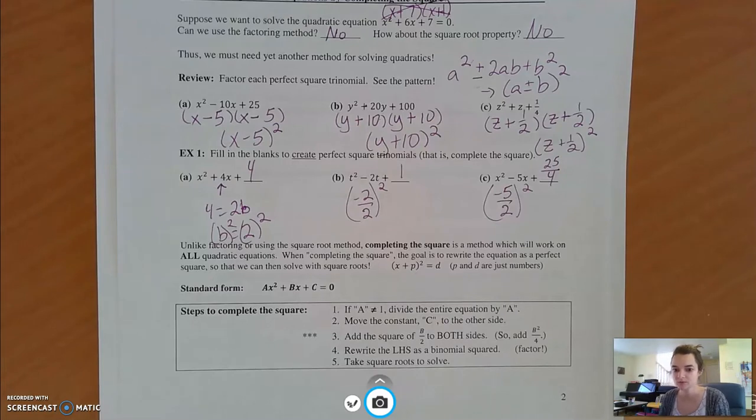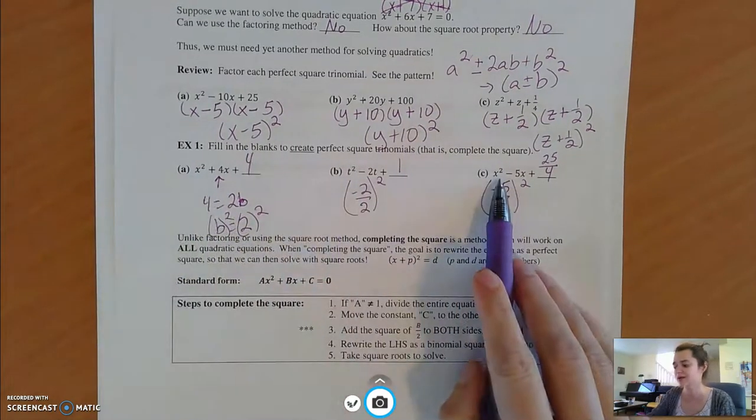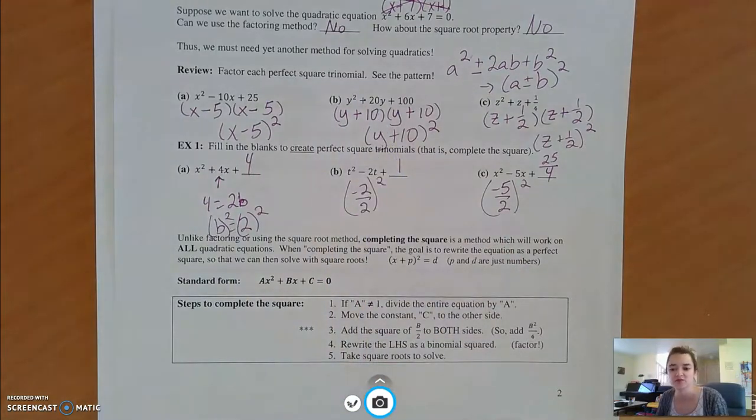One thing you also might notice, for all of these, I just had a regular x squared, regular t squared, or a regular y squared. I didn't have a coefficient in front, and that was purposeful. That's to make it a whole lot easier on you to complete the square.